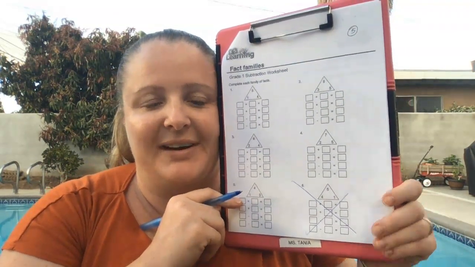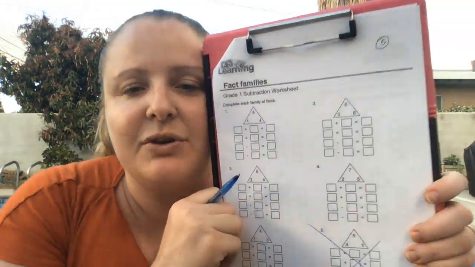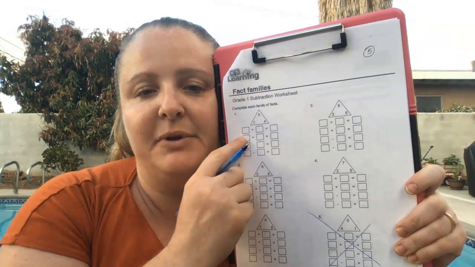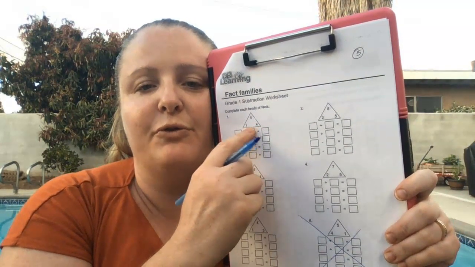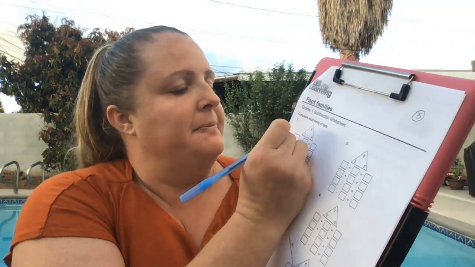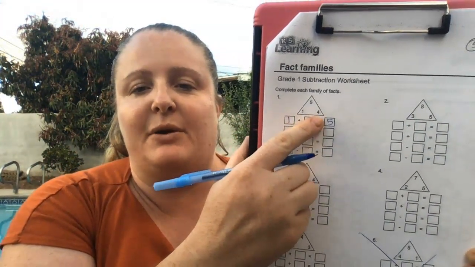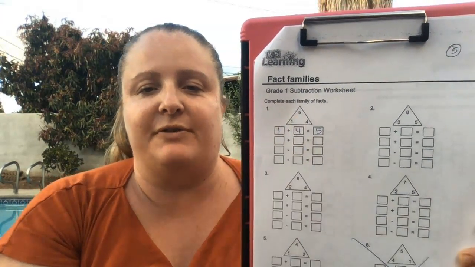Cool? All right. So we have 1, 4, and 5. Those are the triangle fact family numbers. So for my addition problem, I have to do the bottom row first. So 1 plus 4 equals 5. And then for the second one, I'm going to go backwards. 4 plus 1 equals 5.